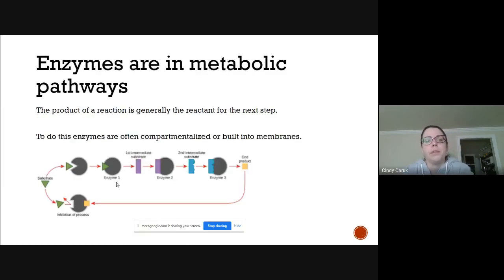Okay. Enzymes, they're in metabolic pathways. And so what we'll find is the end product of one reaction becomes the reactant in the next reaction. Right? And in order to do that, enzymes are often compartmentalized. They can be in organelles. They can be built into membranes. And so that keeps the reactions going.